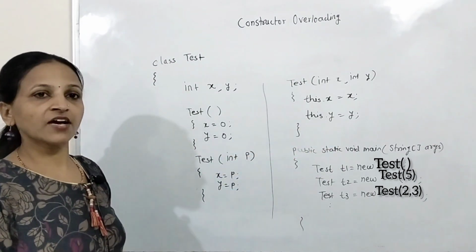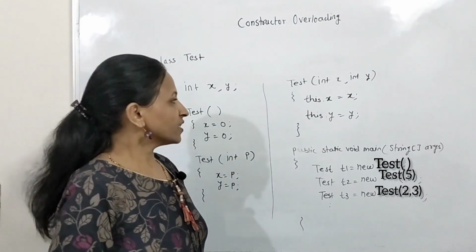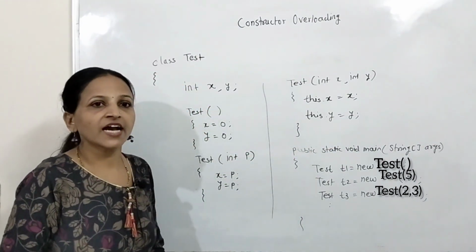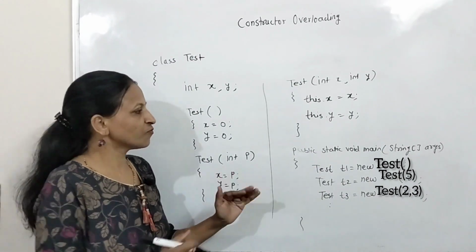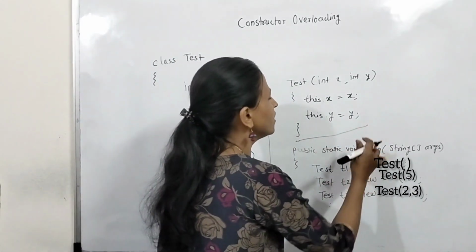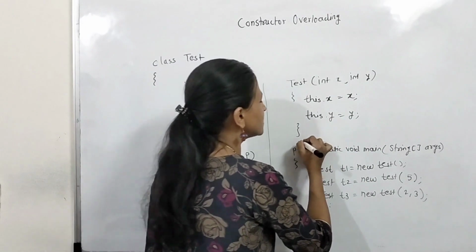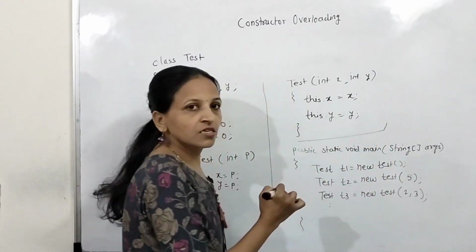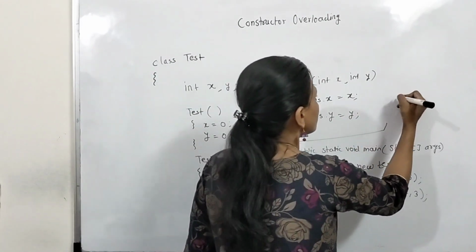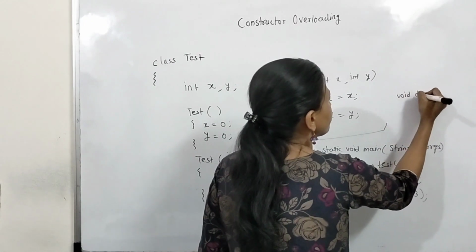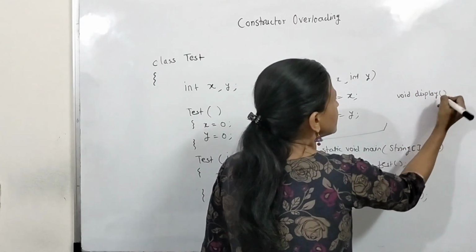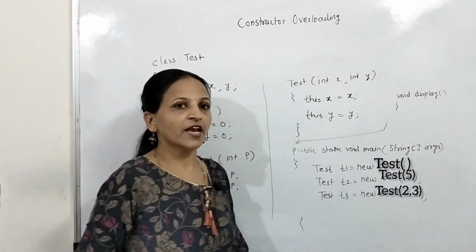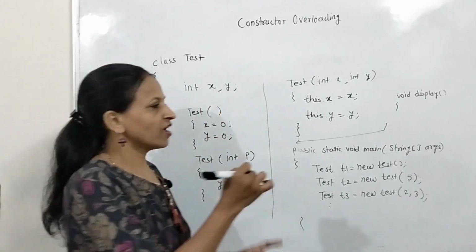Suppose this class is having one display method, then with the help of that display method we can display the value of x and y. See, of course here I am writing one more method inside this class. See, not constructor, method. Okay, here like void display. Now here in this display method I am just displaying the value of x and y.